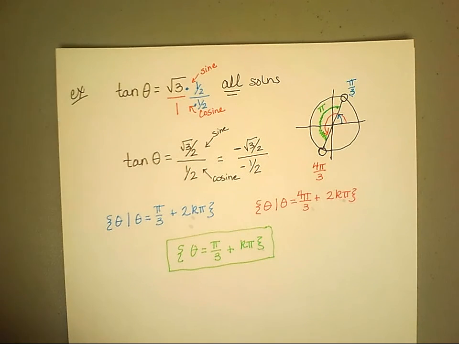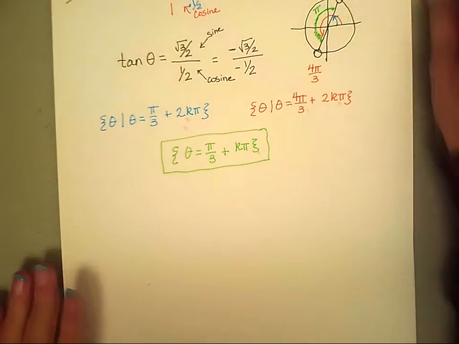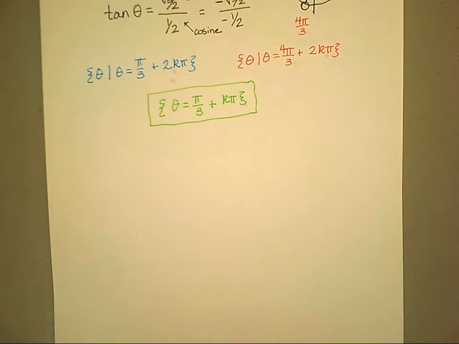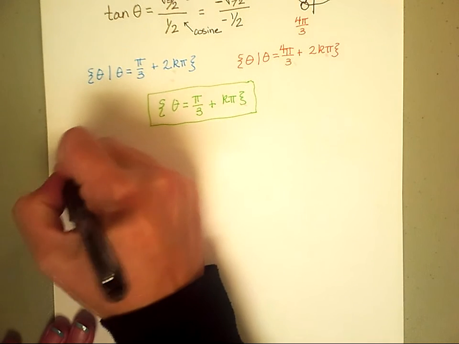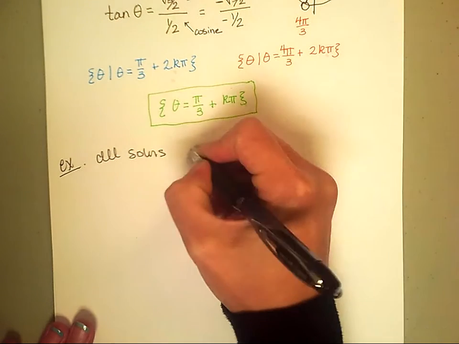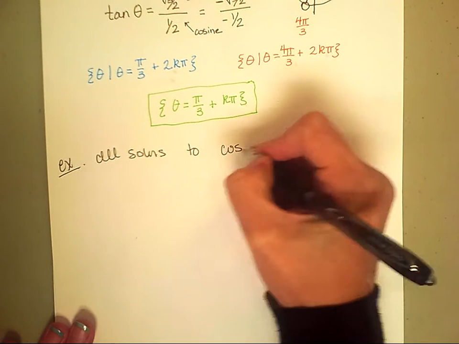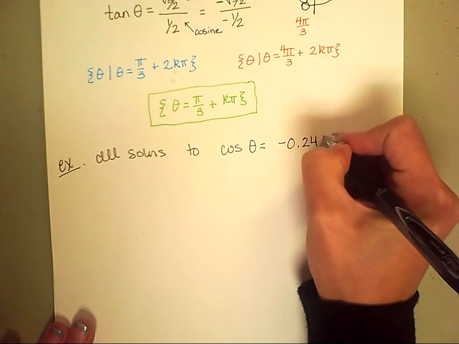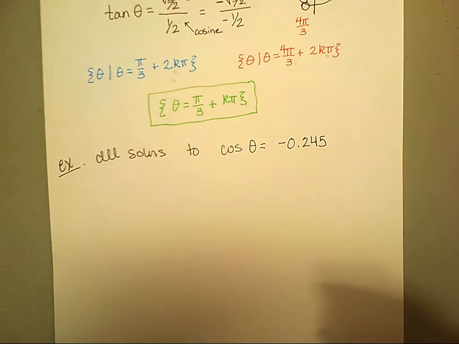Alright, so now we have to think about how we're going to solve these if they're not known angles. Okay, so for example, let's find all solutions to the cosine of theta is equal to negative 0.245. Okay, now this is not on the unit circle, right? But well, I mean, it is on the unit circle, but it's not one of our known ones.